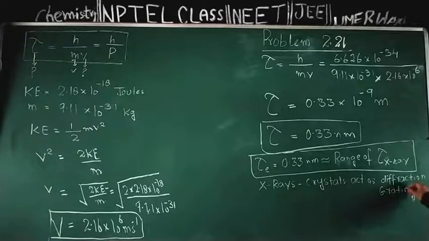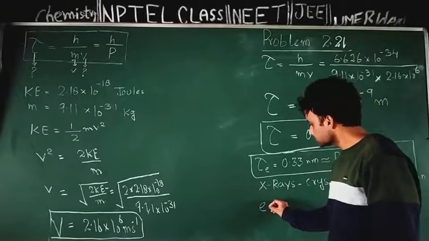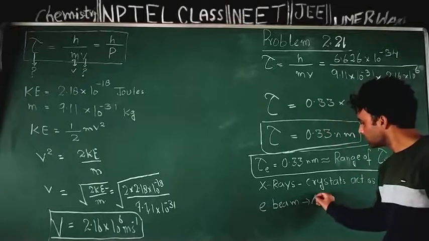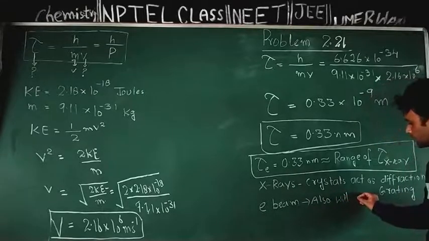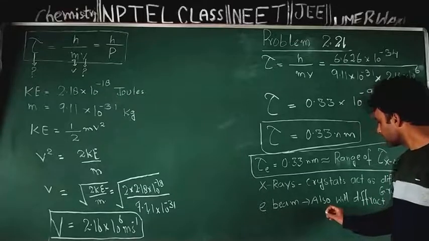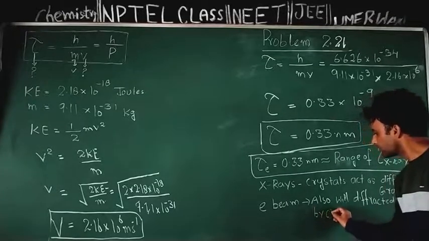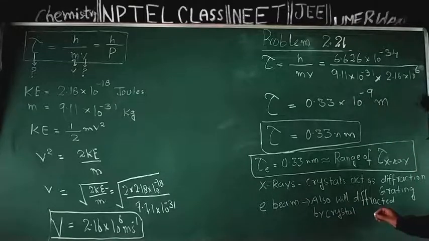Or I can say crystals diffract X-rays, and if electron beam will also be diffracted by crystal, it will be an experimental proof that electron has wave nature. Electron is wave like X-rays.